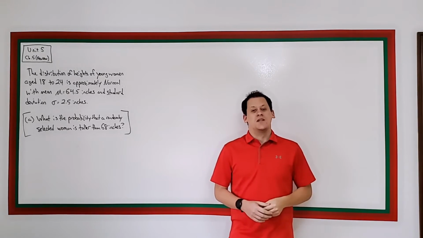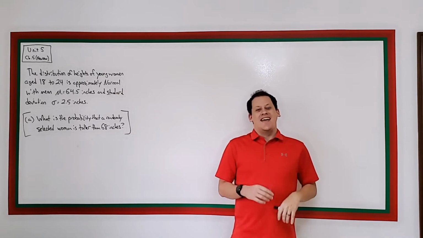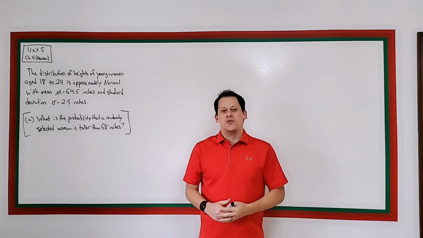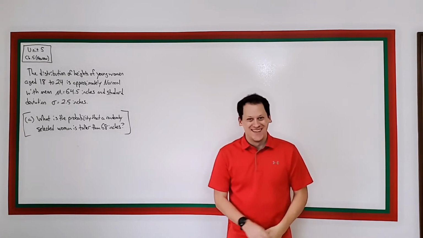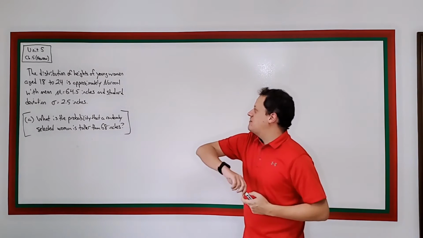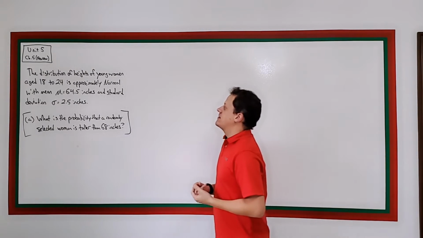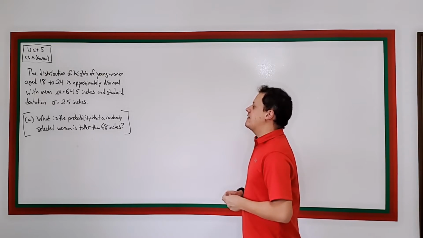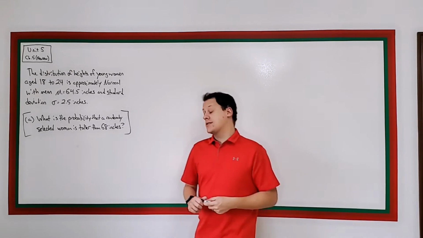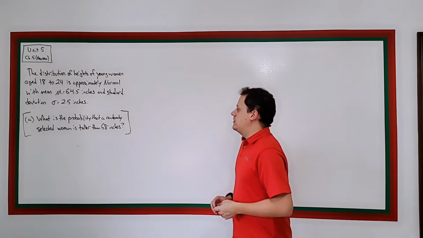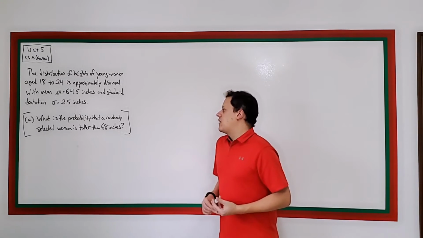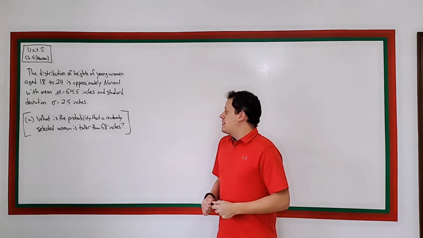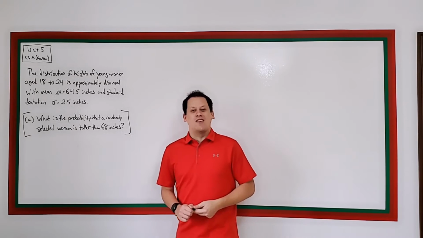The rest of this video is going to be devoted to going through a series of questions based on this setup, just to get us back into the normal mode. So the distribution of heights of young women aged 18 to 24 is approximately normal, with a mean of 64.5 inches and a standard deviation of 2.5 inches. So our first question here, part A, what is the probability that a randomly selected woman is taller than 68 inches? So, see if you can tackle that one.